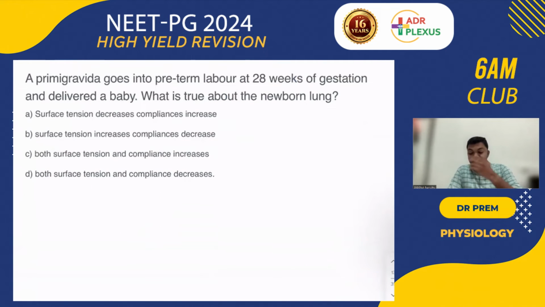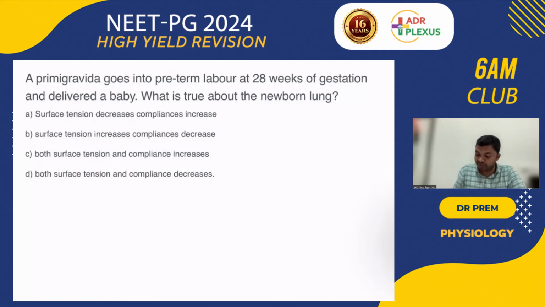Good. A primigravida goes to preterm labor at 28 weeks of gestation and delivers a baby. What is true about the newborn lung? Yeah, I think you are able to answer this question, guys. What is true about the newborn lung? A, surface tension decreases, compliance increases. All right. B, surface tension increases, compliance decreases. Dr. Satish, Dr. Monopriya, Dr. Vinita. Surface tension increases, compliance decreases. All right.